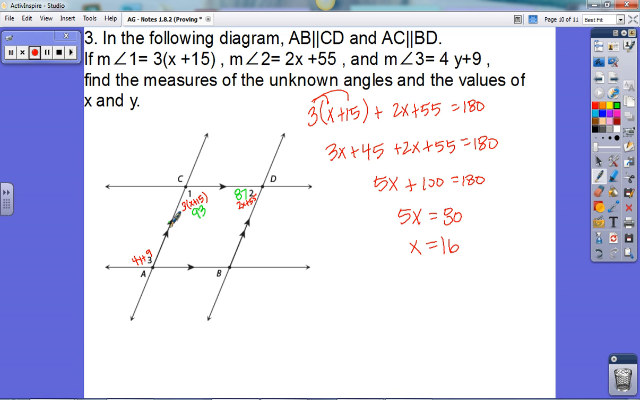Lastly, I need to figure out what y is and what angle 3 is. Well, I know angle 3 has to be 93 because these two angles are alternate interior angles, so that means that they have the same measure. So then I know that 4y plus 9 has to equal 93. So I'm going to subtract 9 from both sides. 4y equals 84. Divide both sides by 4, and I get 21. So y is 21.